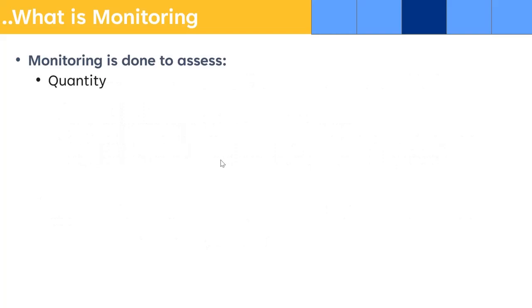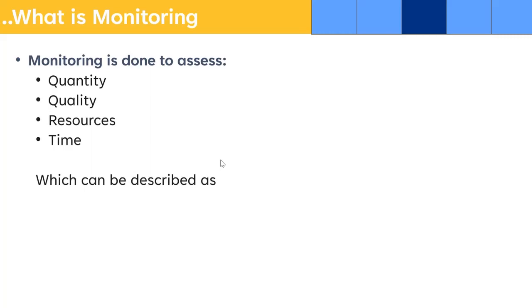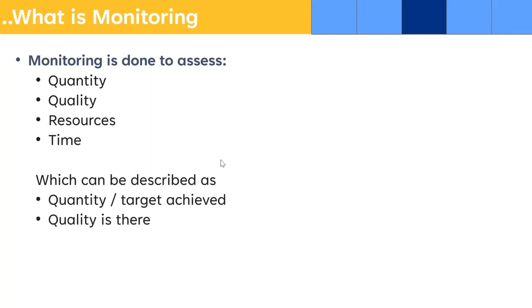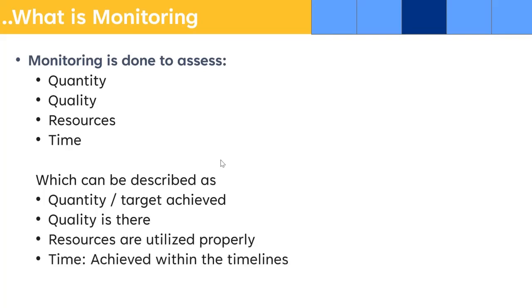Monitoring is done to assess quantity, quality, and resources in time. This can be described as: the quantity target is achieved, quality is there, resources are utilized properly, and it is achieved within the timelines. Whether the quantity target is achieved or not, whether there is quality or only the target is achieved. A number of people are trained, but there is no quality in the training. Resources are utilized properly, and that is done within the timeline. Four key factors you need to keep in mind while doing the monitoring.